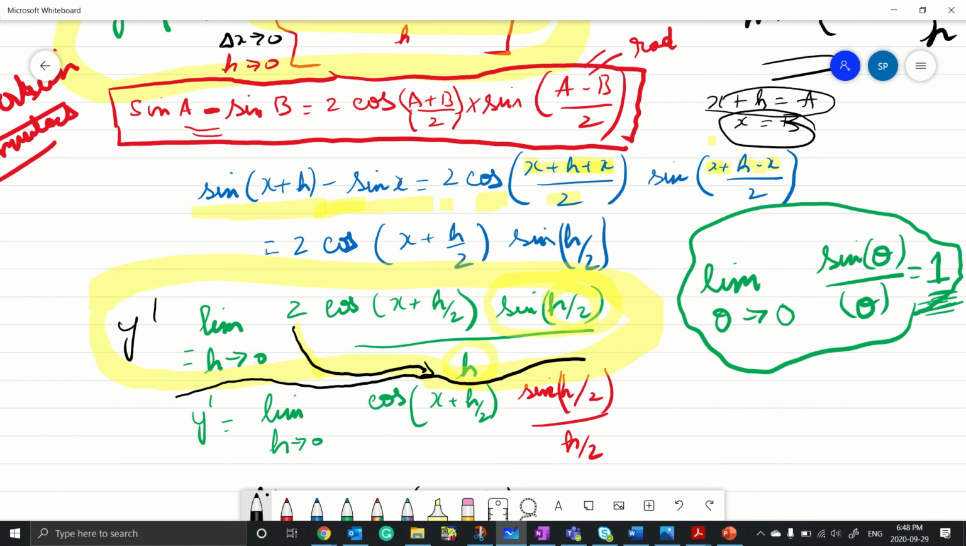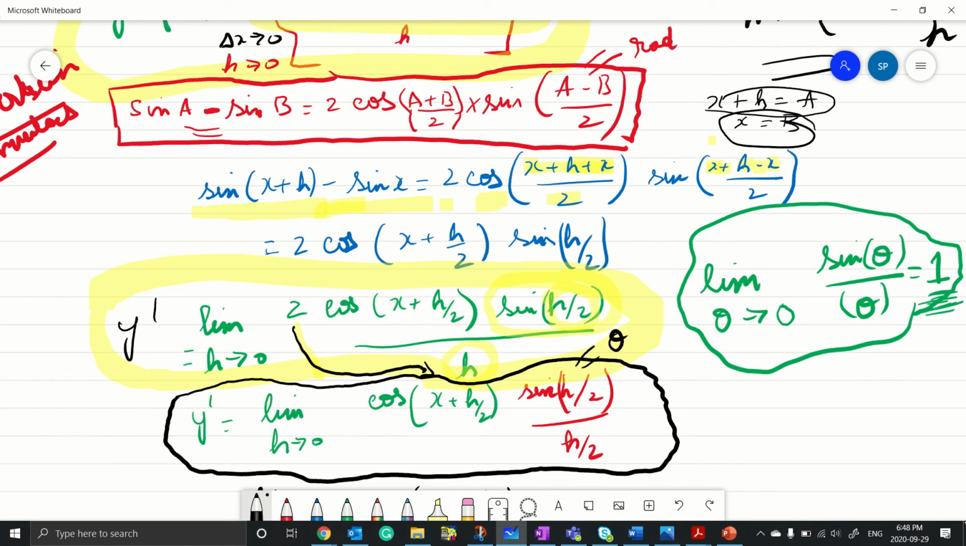That way I'm going to express my y dash as limit h tends to 0 of cos x plus h by 2 times sine h by 2 divided by h by 2. Now what I'm trying to tell you is that this entire function h by 2 is theta.